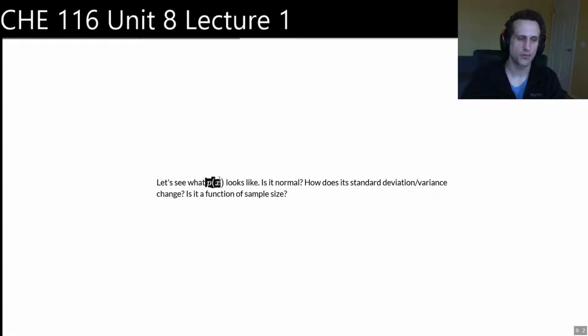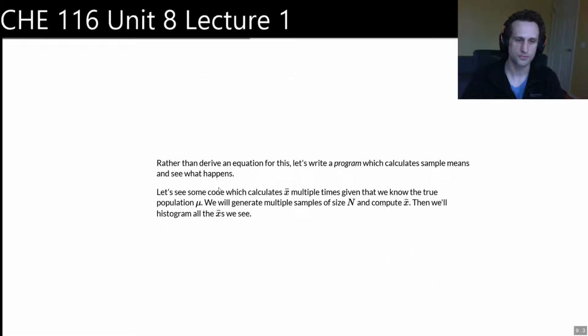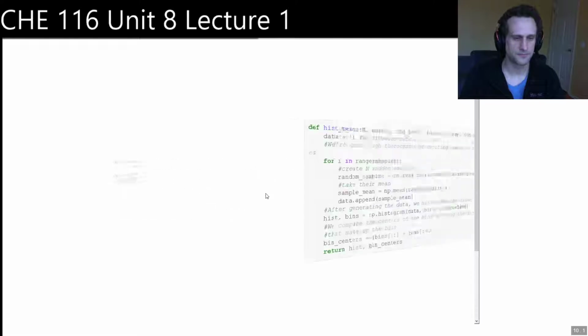So let's talk about what P of x bar looks like. We know it should be normal, right? The central limit theorem tells us that. But what about n? We said if n is big, then the central limit theorem applies, but we might see that n has more of an effect than we want. Like we just did for the central limit theorem examples, I'm not going to try to derive anything. I'm just going to write a Python program and see what happens.